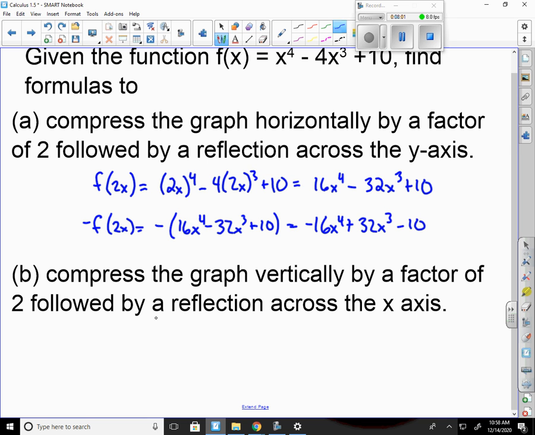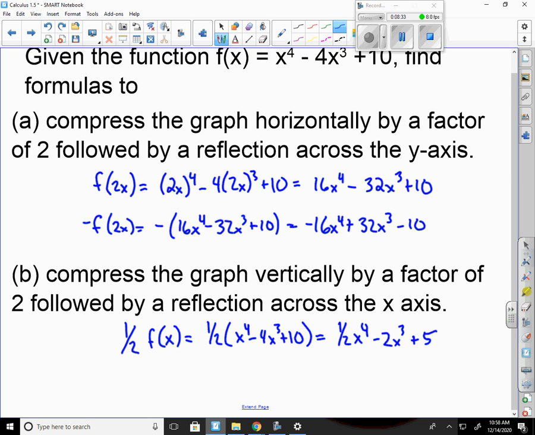compress the graph vertically by a factor of 2, followed by a reflection across the x-axis. Since I'm compressing vertically, that means it's going to be 1/2 times f of x. So I'm multiplying each of these terms by 1/2. Distribute my 1/2 to each. That's 1/2 x to the fourth minus 2x to the third plus 5.